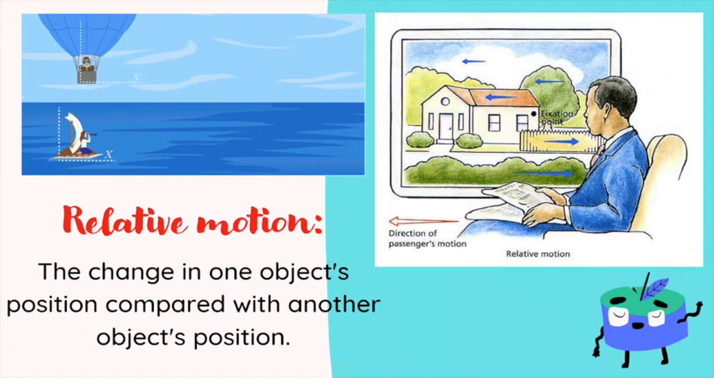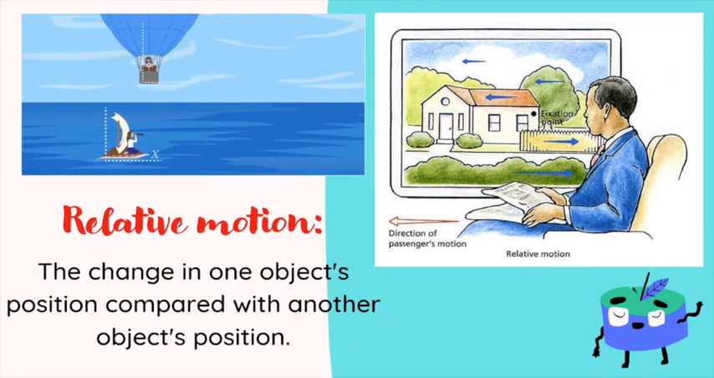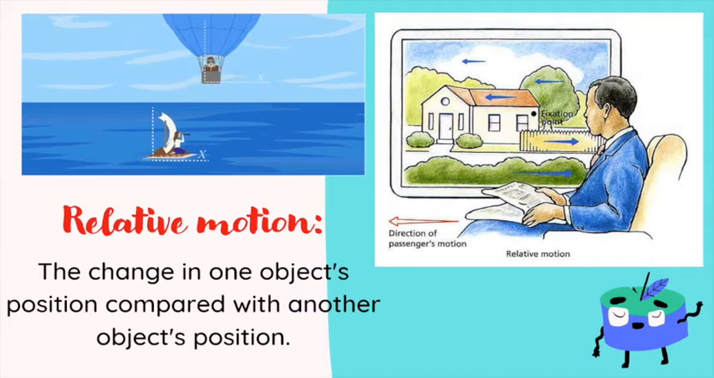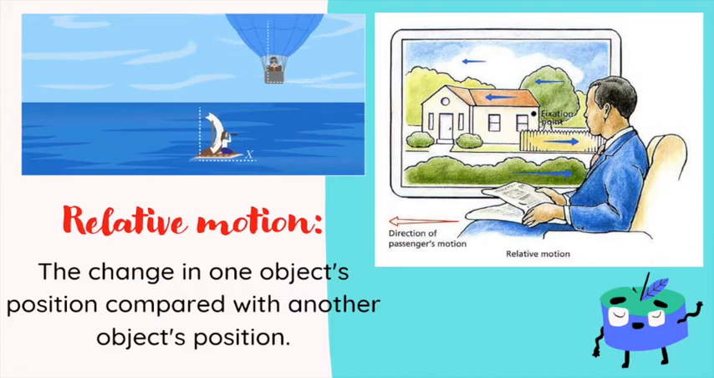So also inside of motion we have a type which is relative motion. When we talk about relative motion, we talk about the change in one object's position compared with another object's position. It means how we see an object moving.